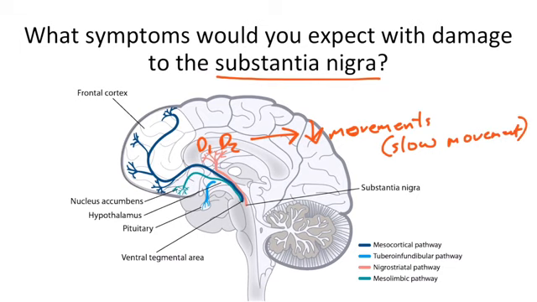So what we are talking about here with damage to the substantia nigra is Parkinson's disease. So we can expect all of the same symptoms of Parkinson's disease, including poor posture and tremors, which we can attribute to lack of stimulation of the D1 and D2 receptors in the striatum.